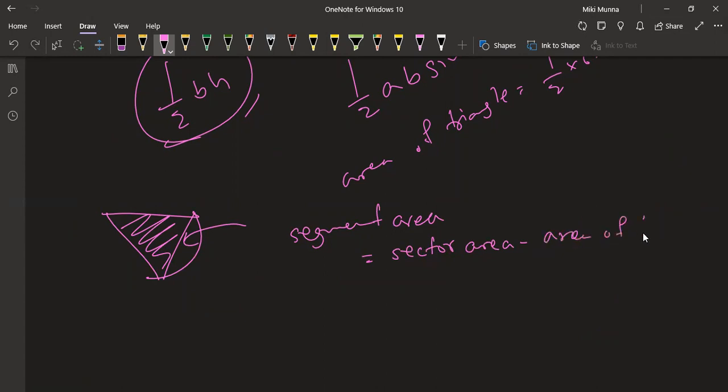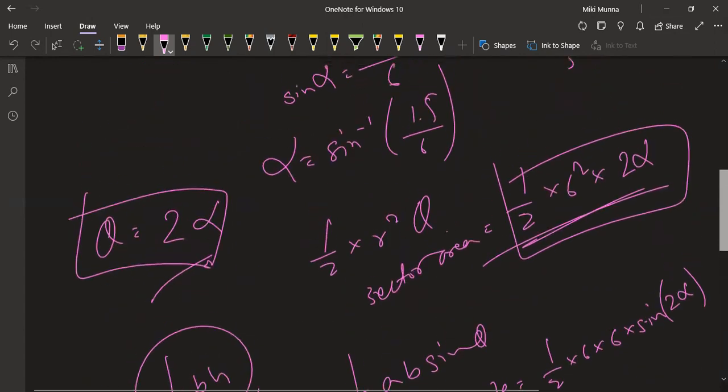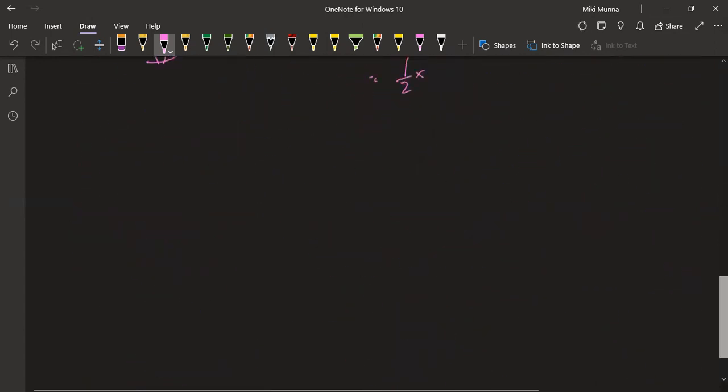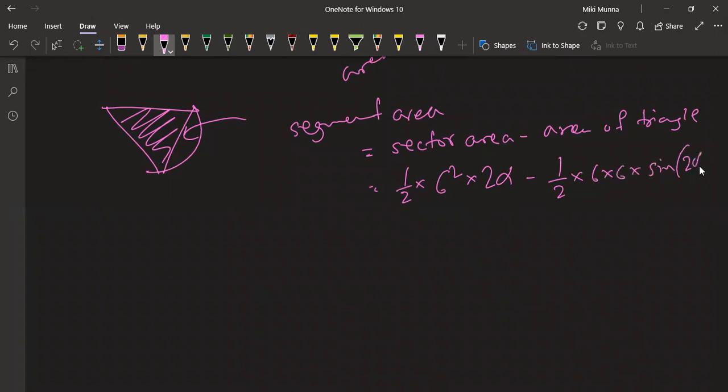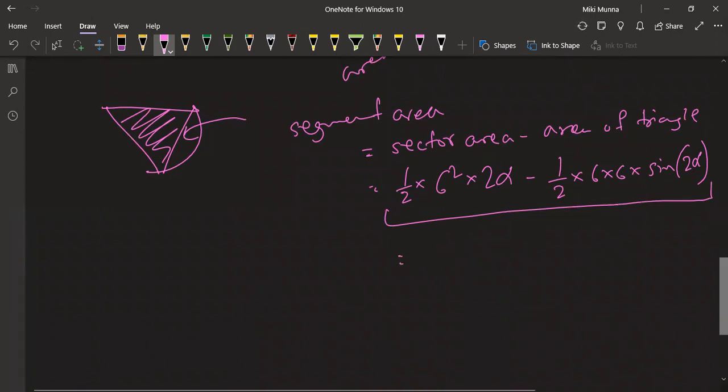So sector area is half into 6 square into 2 alpha, minus the area of the triangle, which is half into 6 into 6 into sine 2 alpha. Just place the alpha values in each of the expressions and you would get the segment area. Okay, this was number 5.